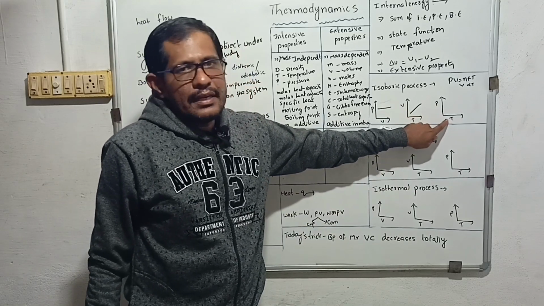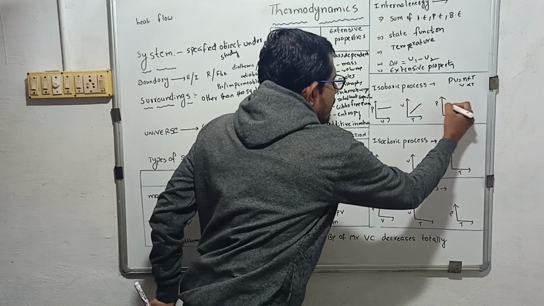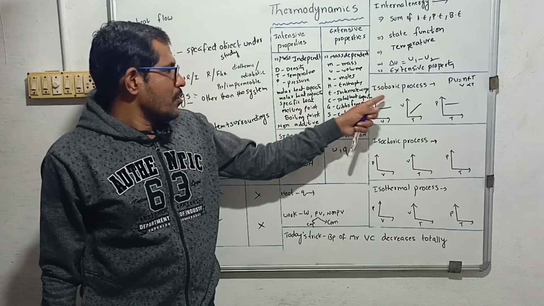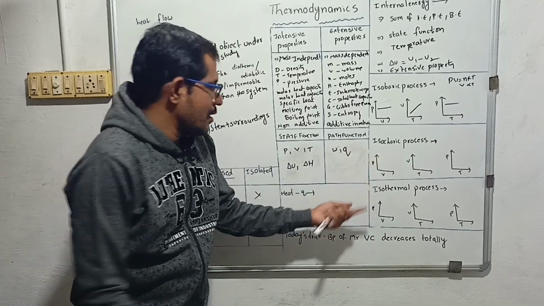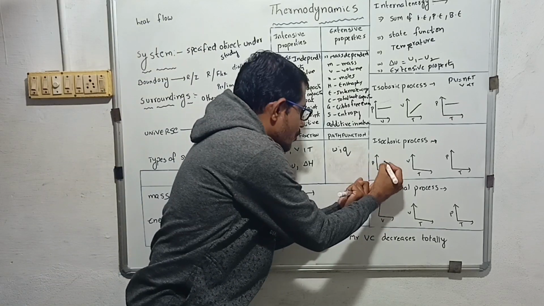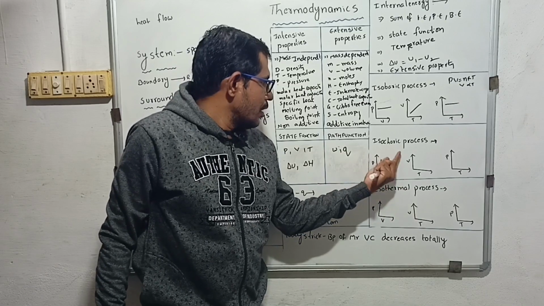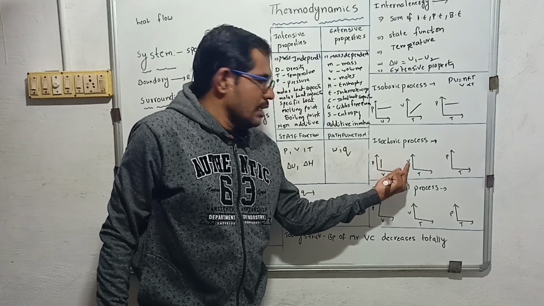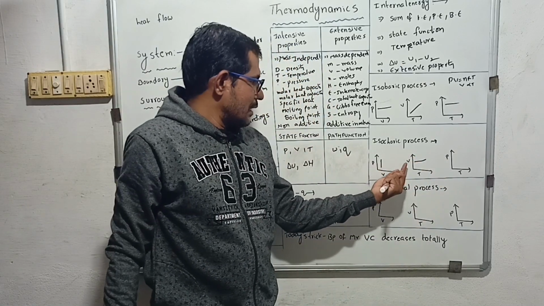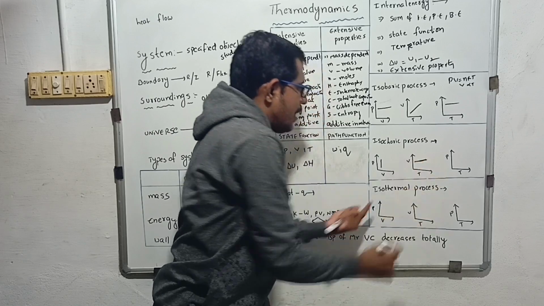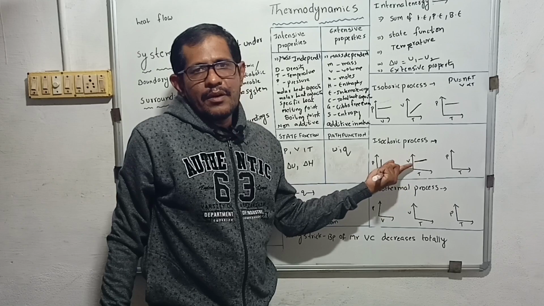On the y-axis it is P, here it is T. It is the isobaric process, pressure is not going to change, that's why a straight line will come. Same here, with T on one axis and V on the other, a straight line will come. Here check, V on the y-axis and T on the x-axis, and there is no change in pressure, so a straight line will come.